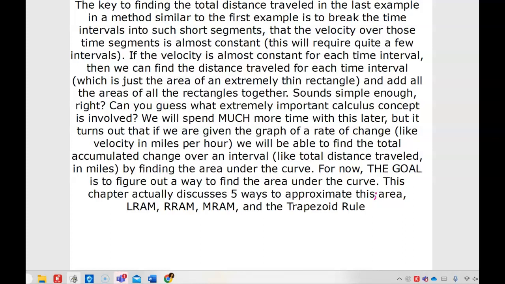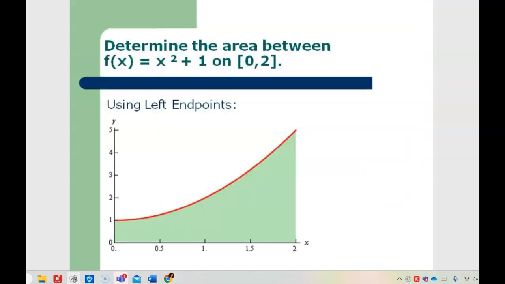So curves are curved, triangles are flat. Our approximations are never going to be exact, but we're going to spend a quality amount of time getting them as close to exact as possible. So our goal for today is to figure out a way to find the area under the curve. Today we're going to talk about LRAM, RRAM, and NRAM. We'll introduce the trapezoid rule later. Technically our textbook has the trap rule at the end of chapter 5, but I bring it into the chapter here because it fits way more nicely.